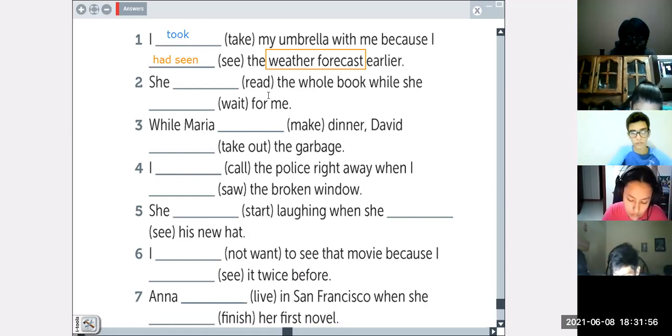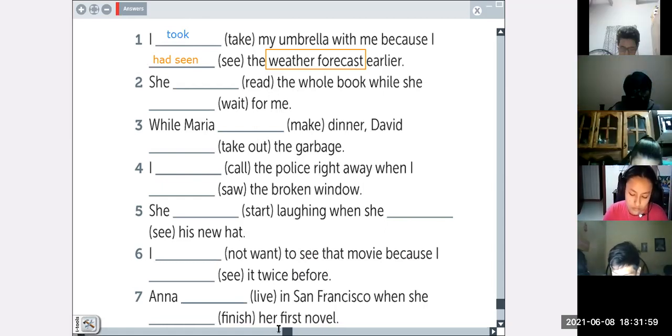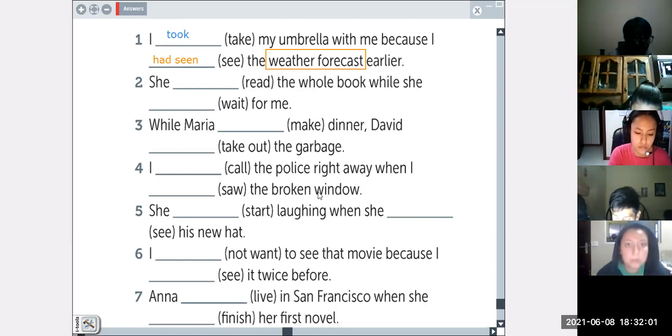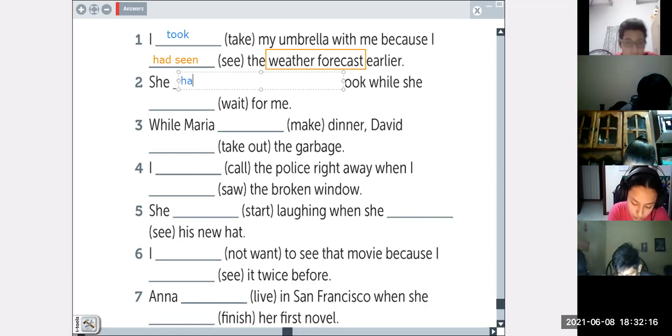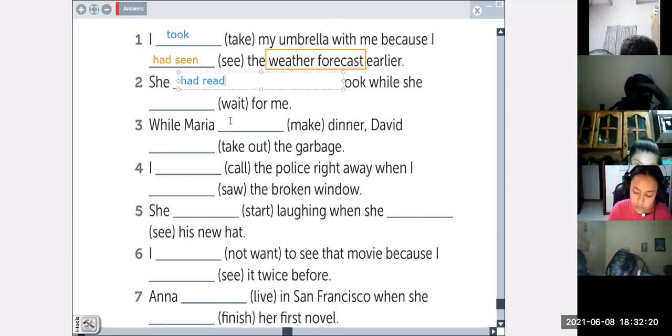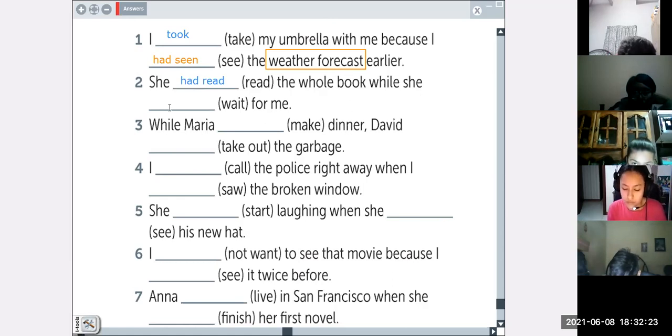What about number two? If you have the answer, you can raise your hand. Jose Daniel, please. She has read the whole book while she was waiting for me. Okay, she had read it, had read, okay, the whole book while she was waiting for me.